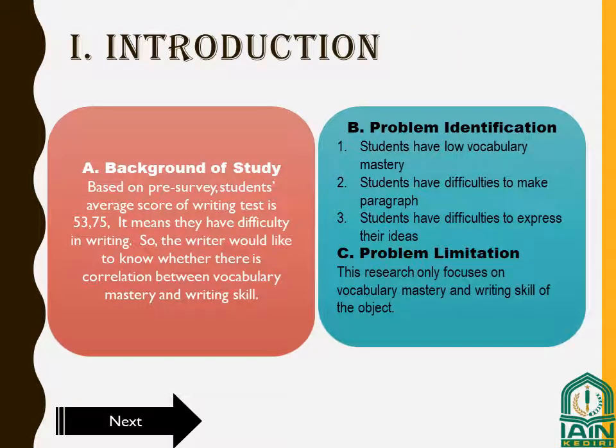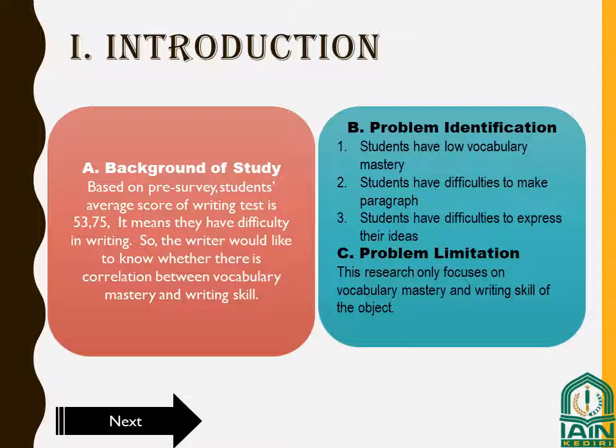Well, let's discuss the introduction. Number 1 is background of study. Based on the pre-survey done by the researcher, the result of the writing test is an average score of 53.75. It means they have difficulty in writing, so the writer would like to know whether there is a correlation between vocabulary mastery and writing skill.